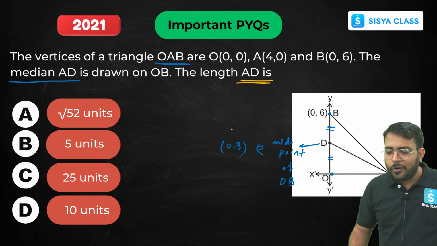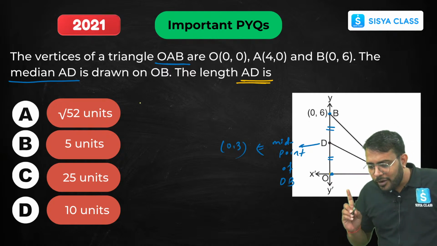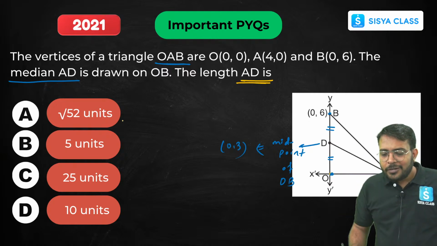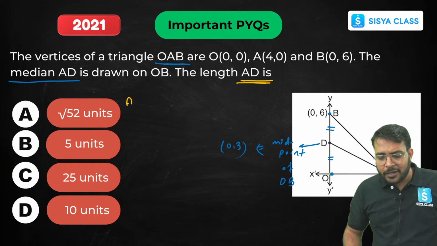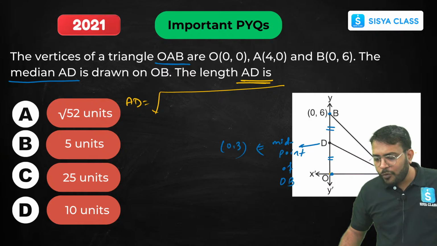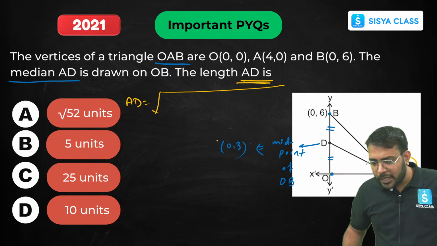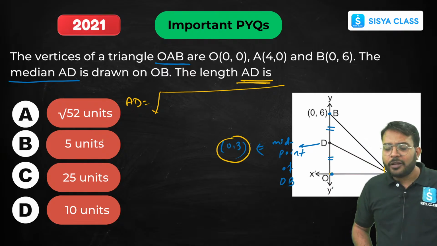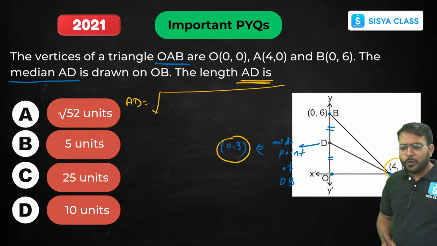Okay, you need to find out distance AD. So you know your A point, you know your D point, you just need to find out the distance of AD, right? Distance of AD is going to be, beta, under root of... you know your A coordinate, you know your D coordinate, substitute the values and find out the answer.